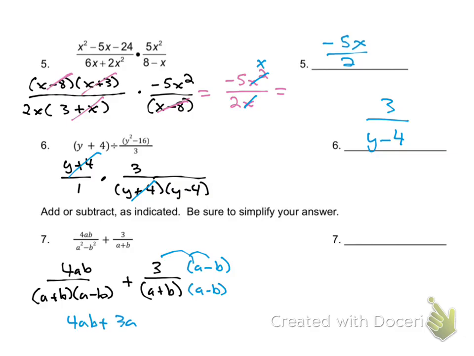Plus 3a minus 3b over a plus b, a minus b. No GCF there or nothing, so that's just the answer.